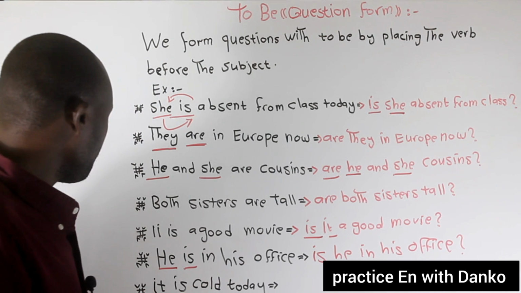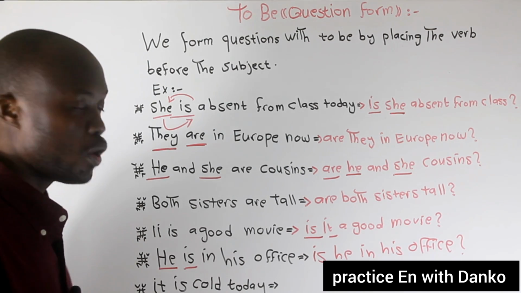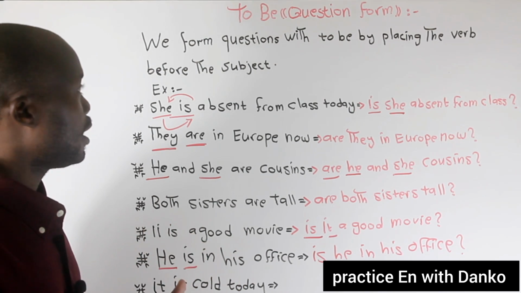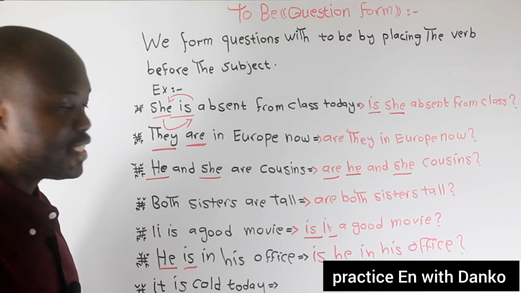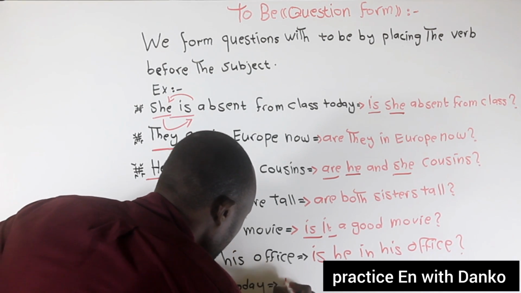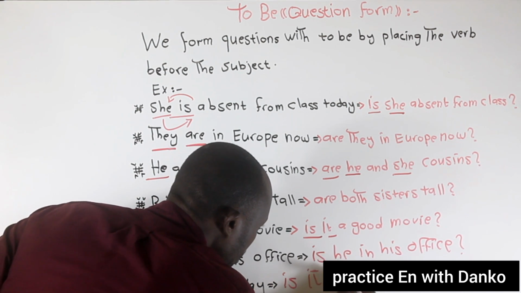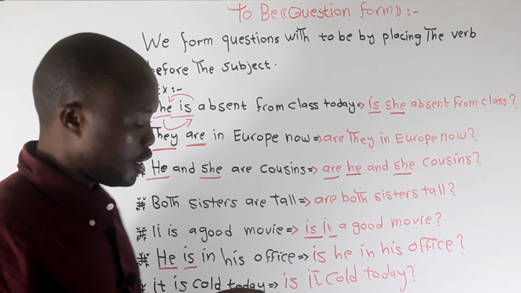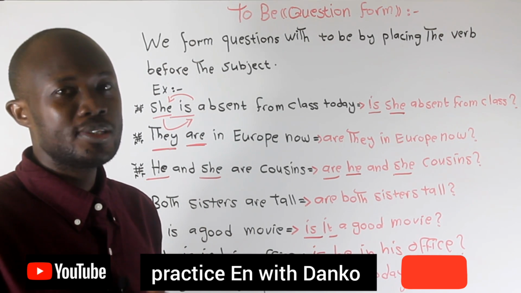Great. Last one. It is cool today. It is about the weather. Just look at where the verb is and where the subject is, and then place the verb before the subject. It just becomes a question. It is really so easy. It is cool today becomes: is it cool today? The answer, if yes, is yes, it is cool today, or no, it is not cool today.